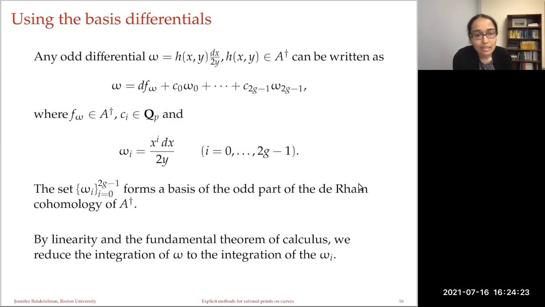But what this is saying is that if I consider the de Rham cohomology of A dagger, and in particular the odd part of it, so the minus eigenspace under the hyperelliptic involution, I have this 2g dimensional basis given by the usual differentials that you would expect to see. And then by the properties of the Coleman integral, so in particular using linearity and the fundamental theorem of calculus, we can reduce the integration of omega, the differential that we want, to the integration of one of the basis differentials, omega_i. So now we've broken the problem down into computing the integral of one of the basis elements, omega_i.